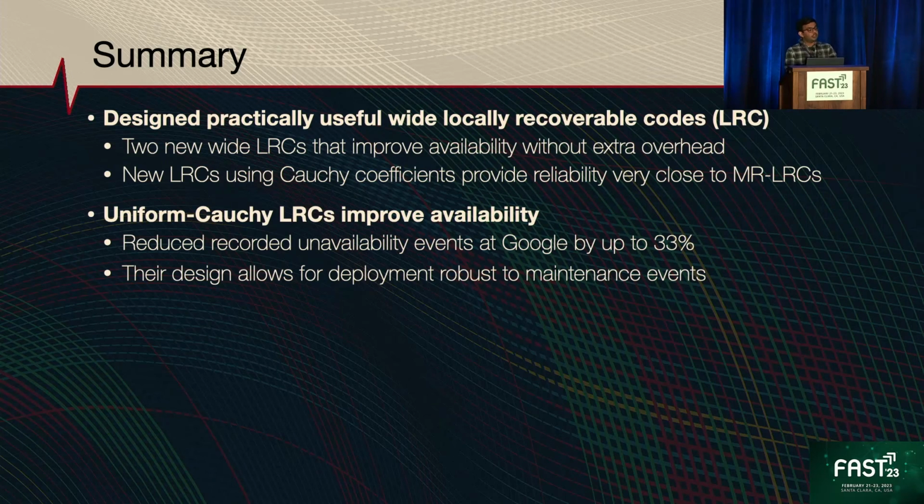This design is also robust to a maintenance event. So when you have servers going down because of upgrades, and this kind of activity keeps on happening on a continuous basis in very large scale clusters, the Uniform Cauchy LRCs and the Optimal-Cauchy LRCs allow you to deploy a code such that there is a higher chance of recovery when those events occur.